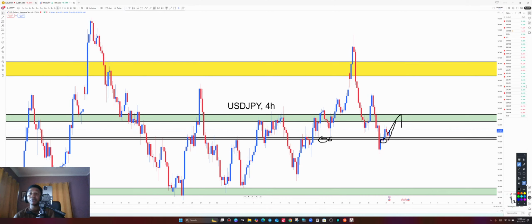So USD JPY, I'm going to be very, very careful because price can move to the upside at any point in time. Okay, it can also move all the way to the downside. So if it's going to move to the downside, where will I be selling? If it's going to move to the upside, where can I also be selling? It's very simple. Now this area is what? It's a lower low.